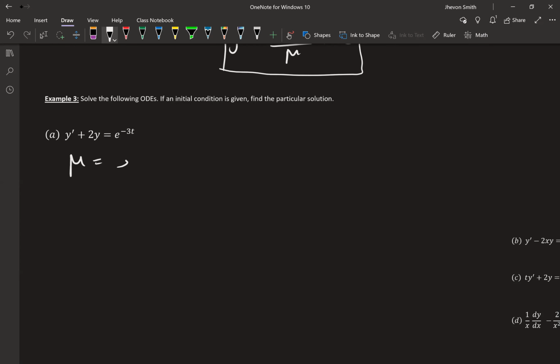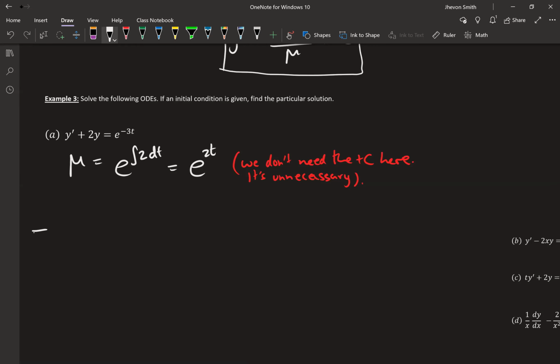Mu is going to be e to the integral of 2 dt. This is going to be e to the 2t. Now, we don't need the plus c. It's not that it would be wrong to put a plus c, but it's unnecessary. It's going to work with or without the plus c, so it's just nicer to leave it off. Okay, so any integral of p of t is going to work. So I'm going to choose the easiest one. Choose the one where the plus c is 0.